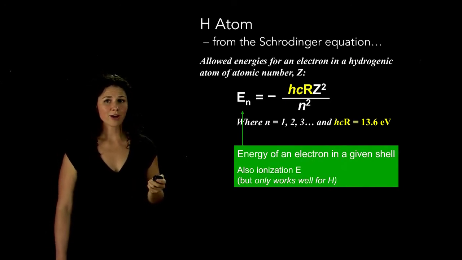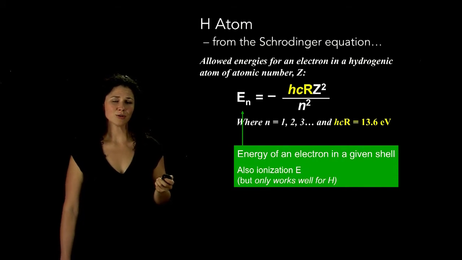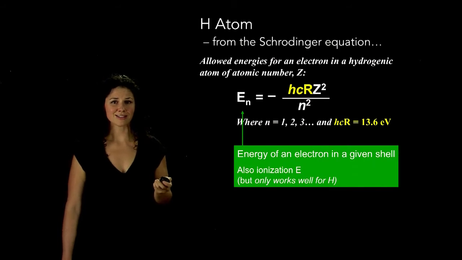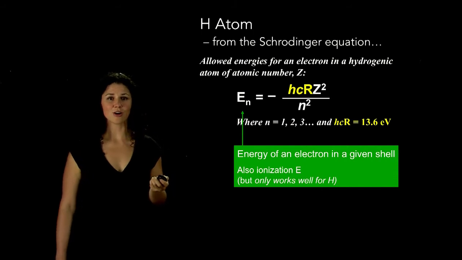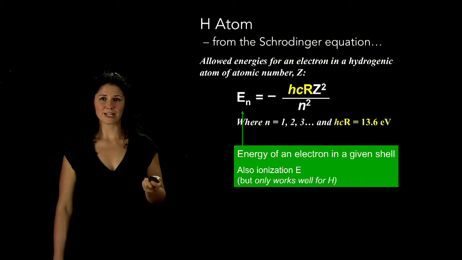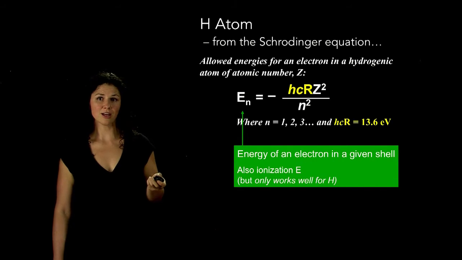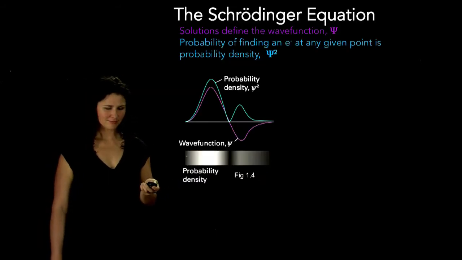It only works well for hydrogen. So you can use this equation for other atoms, but the value that you pull out is not going to represent the actual value for ionization energy. And that is because there are more complicated things in larger atoms, like other electrons, and those are going to affect the ionization energy, and we're going to talk about that when we talk about multi-electron atoms. But here we're just going to limit ourselves to one-electron atoms, hydrogen.